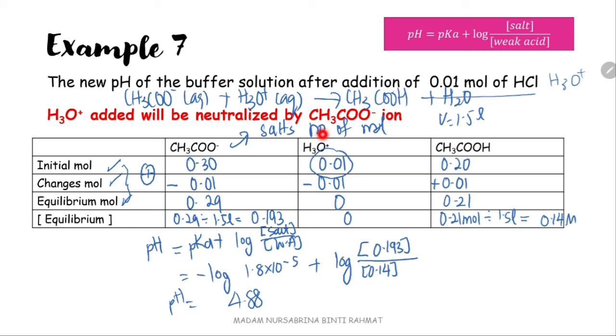The original pH is 4.93 without addition of strong acid, but the new pH after addition of 0.01 mole of acid is 4.88. The change is very small, so you can consider that the pH does not change very much.